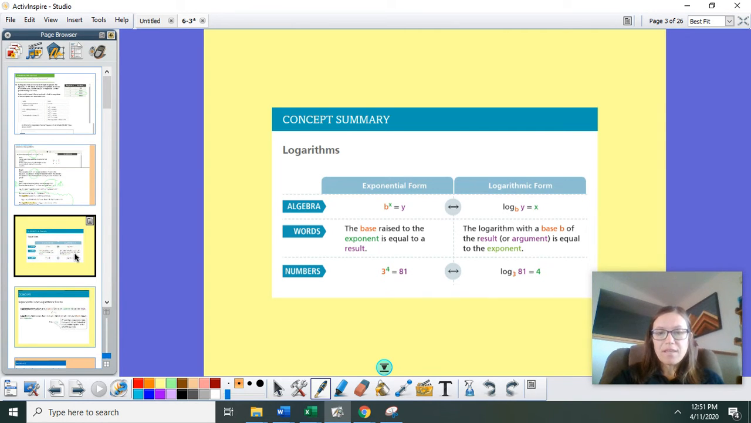Now notice that this x and this x, our b is our base, and our argument becomes what the exponential equals. So 3 raised to the 4th power is 3 times 3 times 3 times 3, which is 81. If we're asking ourselves, like, 3 to what power gave us 81, we could use the logarithm. Log base 3 of 81 equals 4. So the exponent is 4.